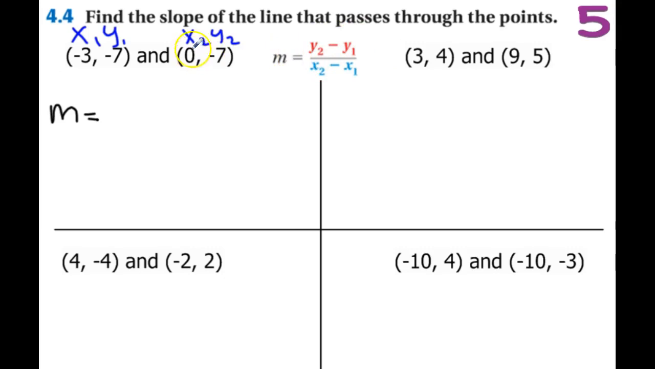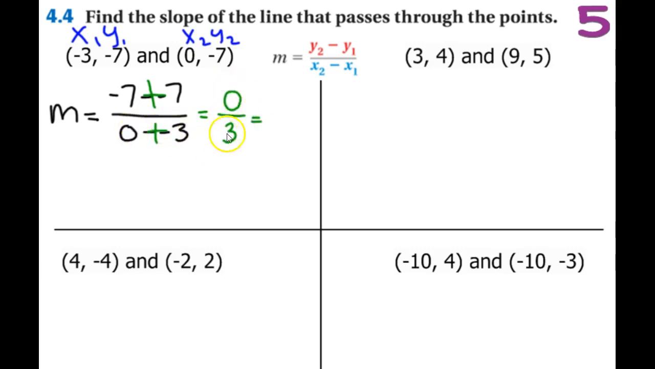Y2 minus Y1 on the top. So negative 7 minus a negative 7. On the bottom, x2 minus x1, or 0 minus a negative 3. Hopefully you know two negatives here make a positive. So we're left with negative 7 plus 7 is just 0. There's nothing there. 0 plus 3 is 3. So it's okay to have a 0 on the top, so this is just 0.